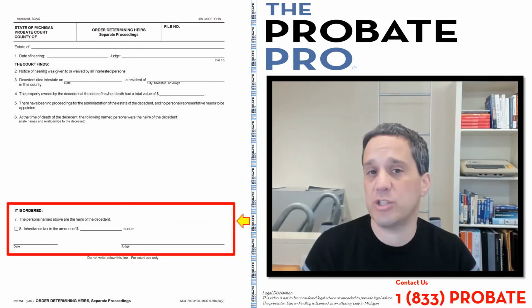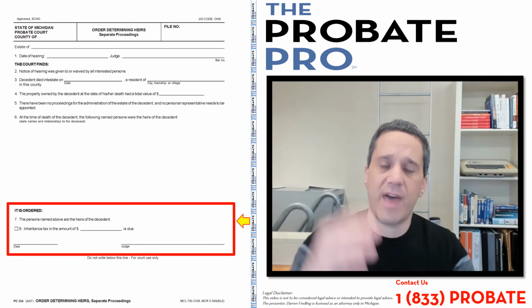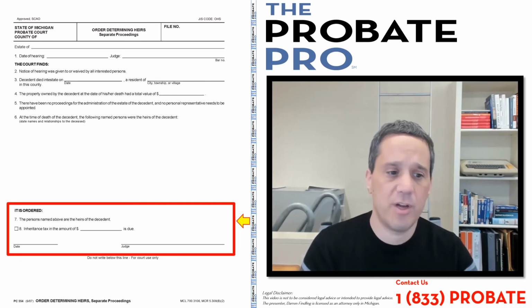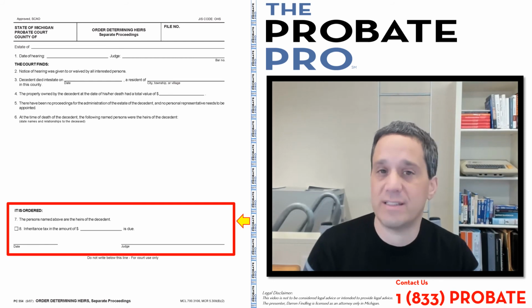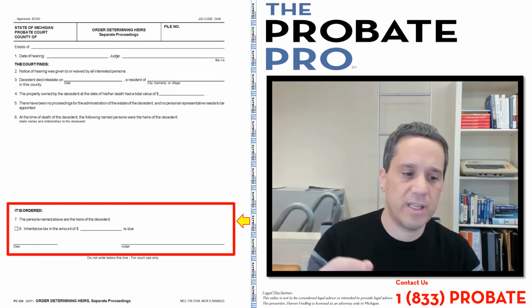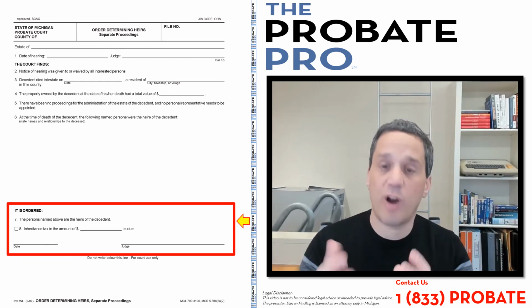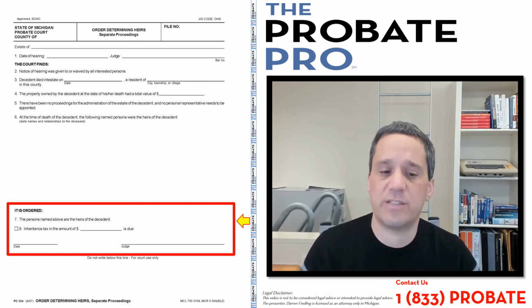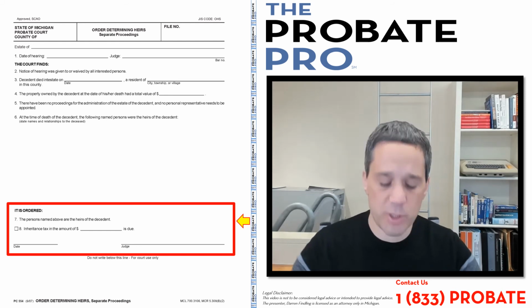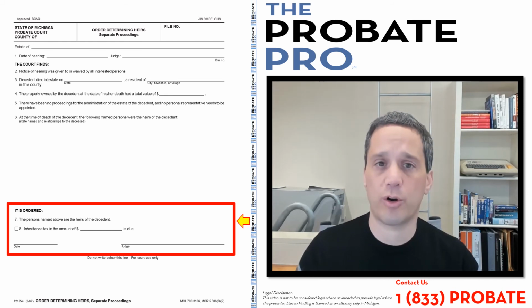The next section is the order section that kind of mirrors that which occurred in the findings above. The persons named are heirs of the decedent, and if there's any inheritance tax due. There aren't many files that have inheritance taxes due anymore, but this is the place for it. The judge's signature, remember the judge speaks through its court orders.